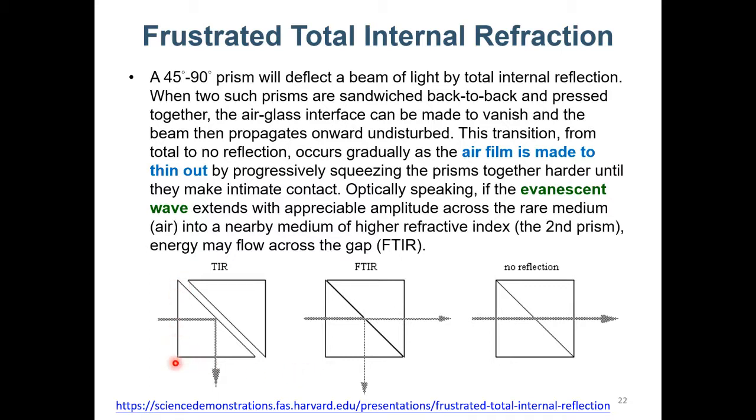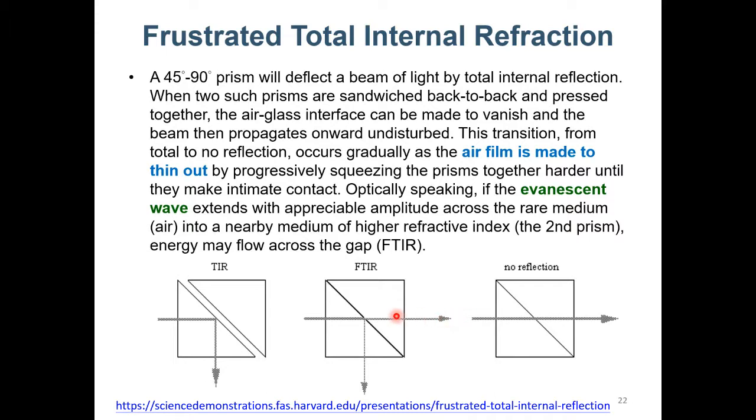Total internal refraction is something like this. If you have another same prism, which is far enough, then the wave cannot really go through, and all the wave is totally internally reflected. And if this one is close enough so that these two surfaces touch each other, then the wave should go through. However, if these two surfaces are very close but not really touching each other, then part of the wave will be reflected and part of the wave will go through.